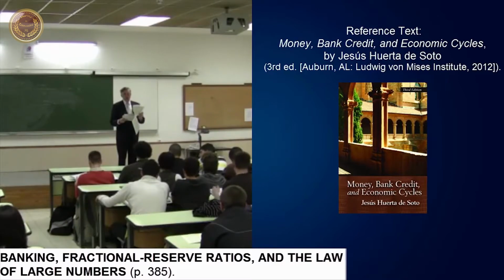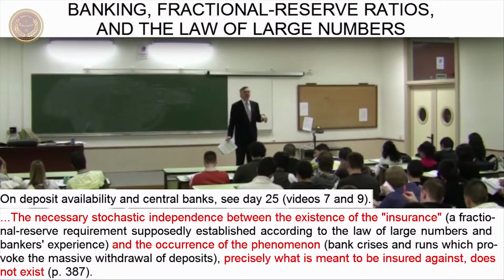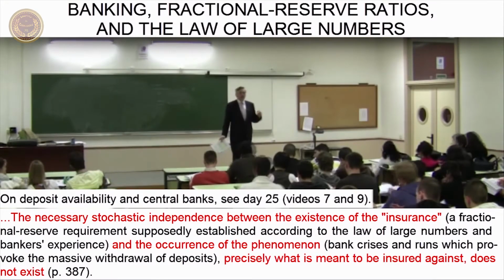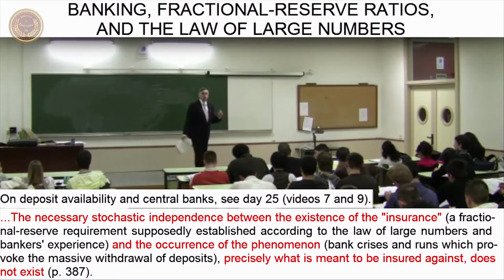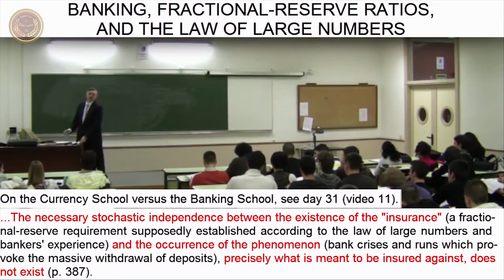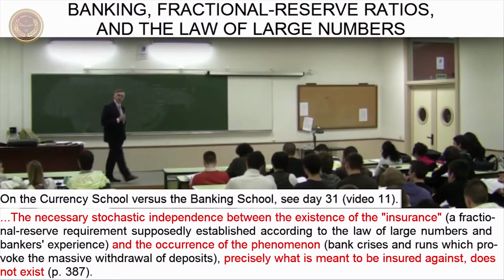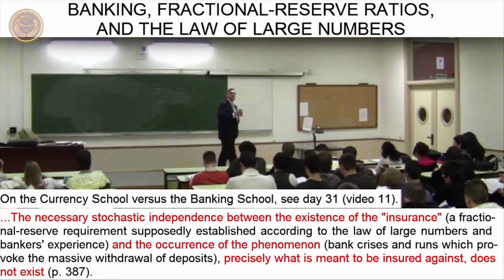And now we will wrap up this chapter with the following reflection. At this point, we are in a position to grasp why it was not possible to ensure the withdrawal of fractional reserve deposits by applying the so-called law of large numbers. Private bankers and banking school theorists said, "Look, with 10% cash backing, we can handle normal withdrawals of deposit and insure withdrawals."